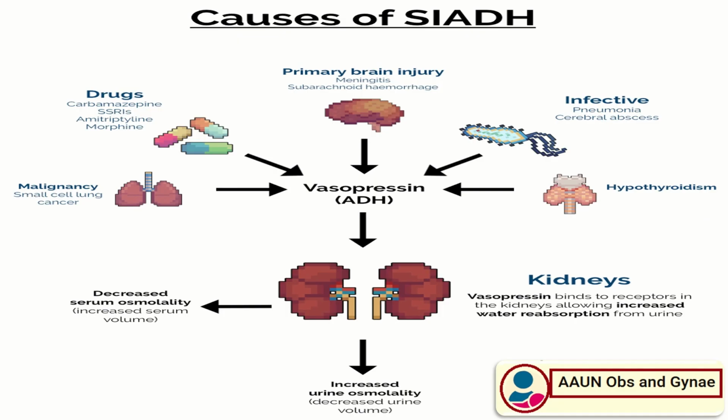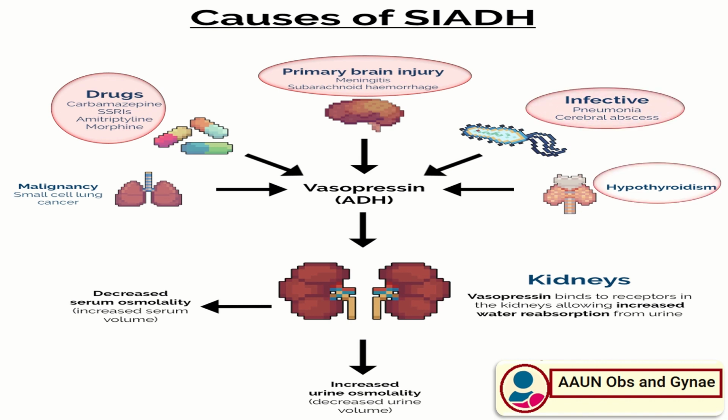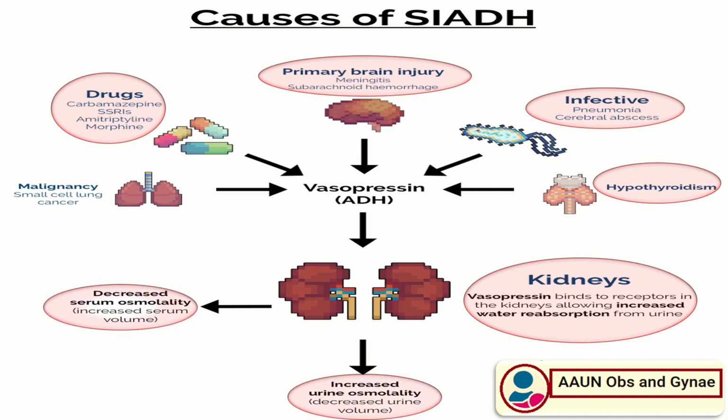What are the causes of SIADH? Those include the effects of different drugs, primary brain injury, the infective causes, hypothyroidism, certain changes at the kidney level, increased urinary osmolality, decreased serum osmolality, and malignancy.